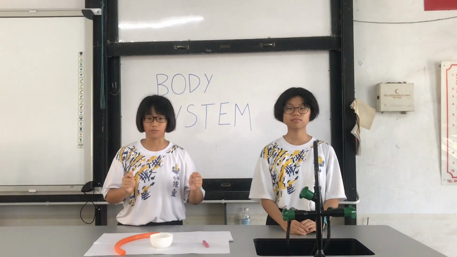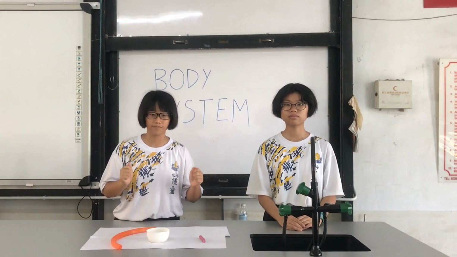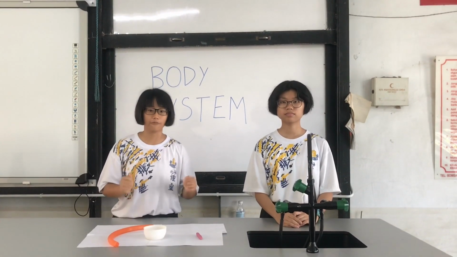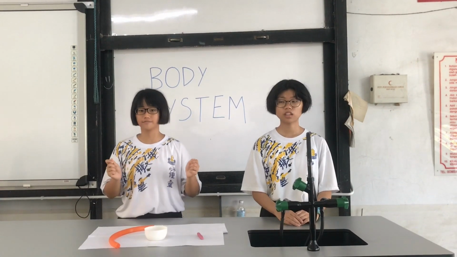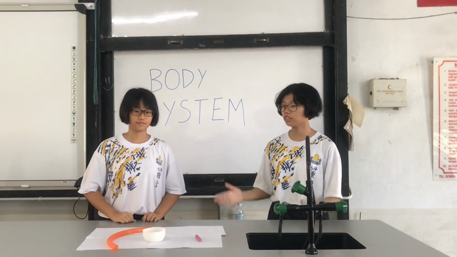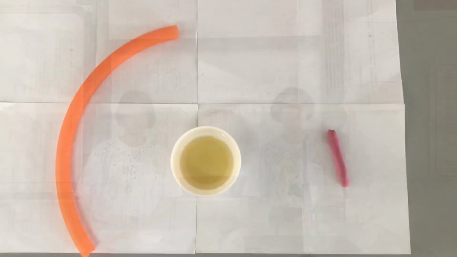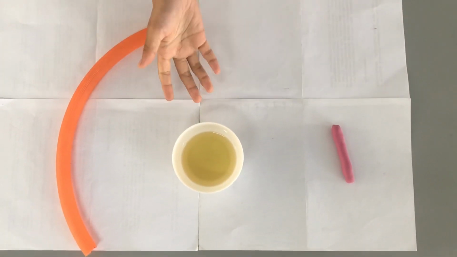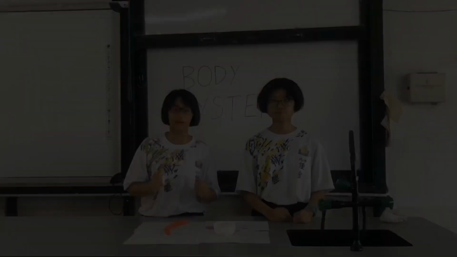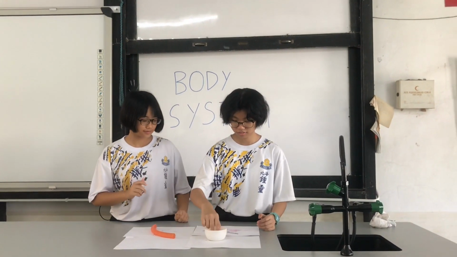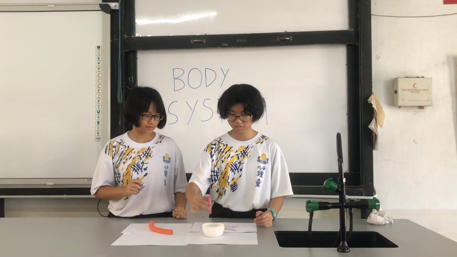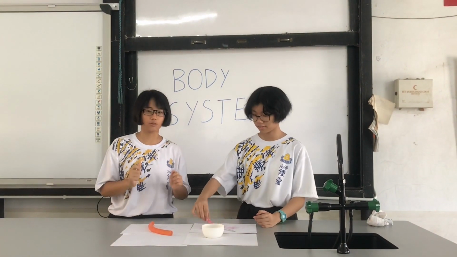Food will be digested by the digestive system, while the undigested food will become feces. So how does feces be eliminated from the body? Let's make an experiment to show the process of defecation. We will need a plasticine, oil, and a rubber pipe. The pipe will represent the large intestine. The plasticine represents the feces. First, cover the plasticine with oil. Then place it into the rubber pipe.